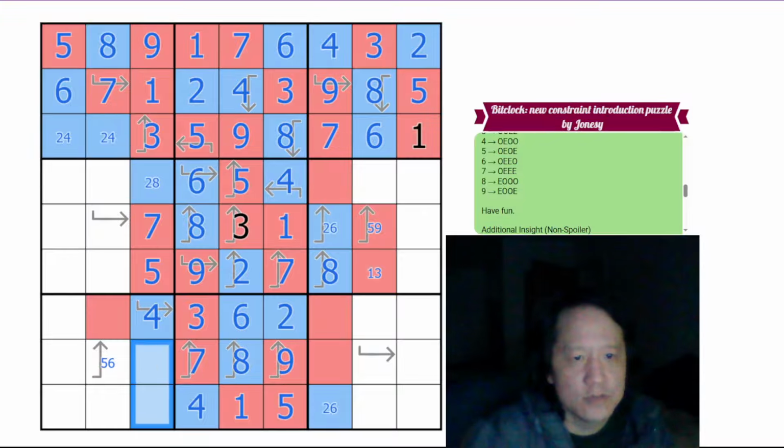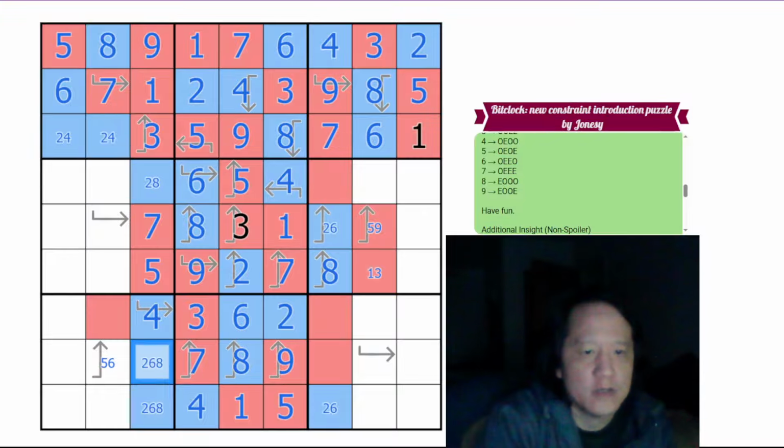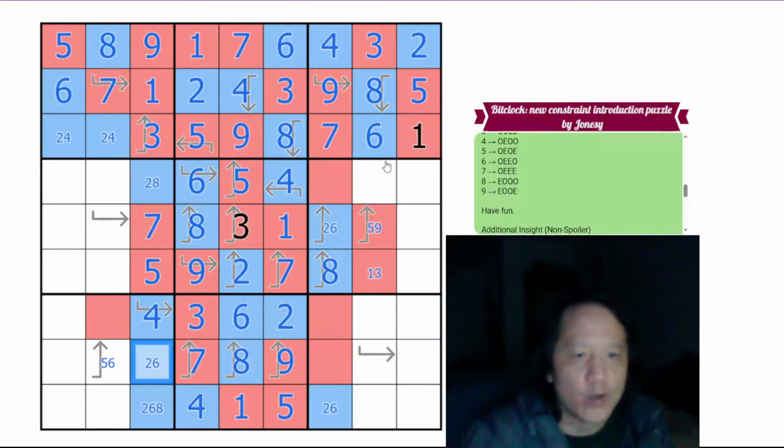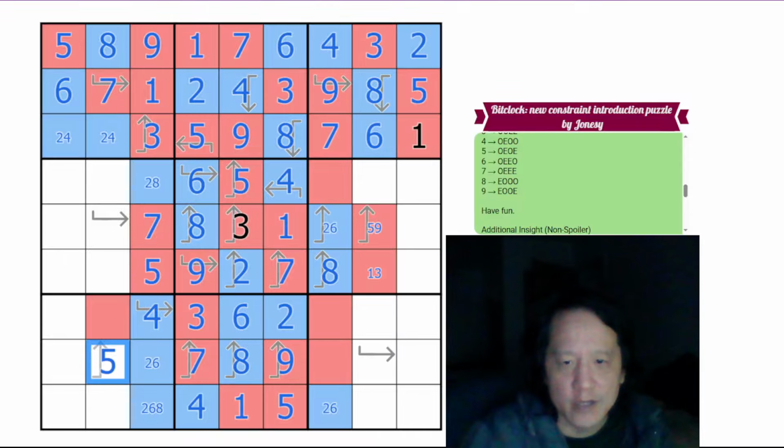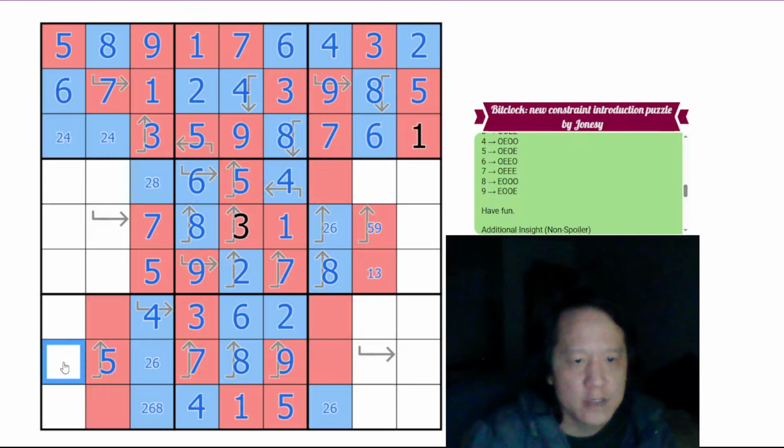This must be 2, 6, or 8 here. It cannot be 8 here. Where is the 6 in column 3? It must be one of these 2 digits, which means this can't be 6. So this is 5 and is red. So that means it's odd, even, even.